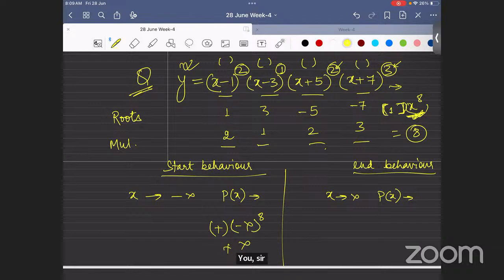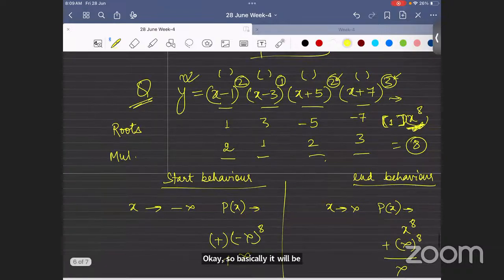And for the end behavior also, as it is x to the power 8, you'll be having infinity to the power 8, and it also goes to infinity. Okay, so basically it will be infinity, correct. Is this clear to everyone?